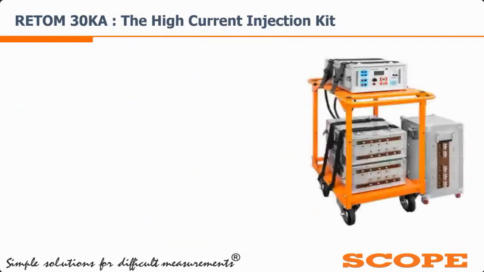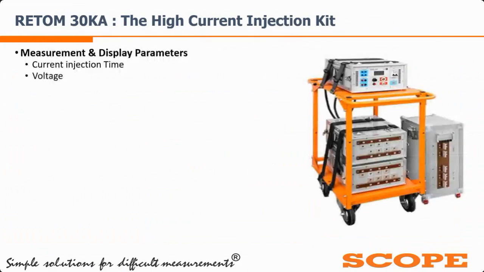Then what measurement and display parameters can we measure? Current injection time, and voltage, that is the secondary voltage that is required for the CT testing, we can also measure with the help of Retom 30K. Then primary and secondary current measurement facility we have provided.